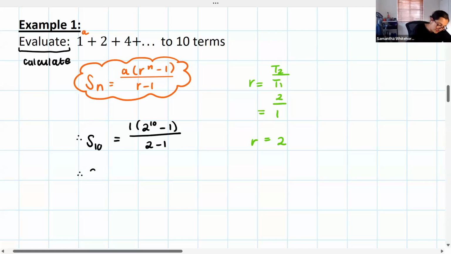But because you've now substituted in everything, all you do is put that into your formula, into your calculator, and you get your sum. And in this case, it's 1023. If we add the first 10 terms together, that is the sum that we end up getting.